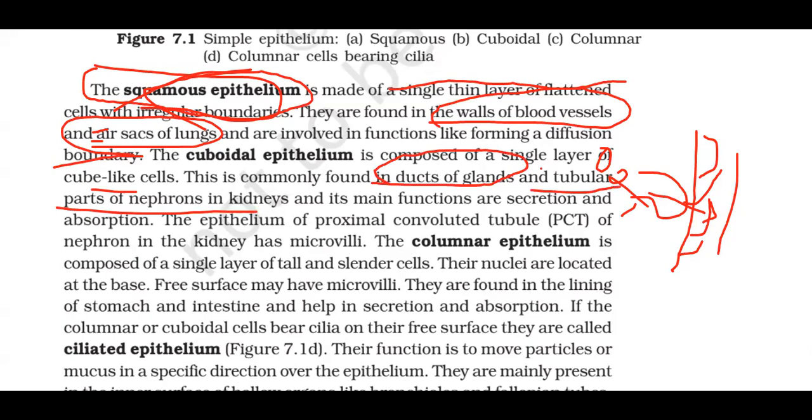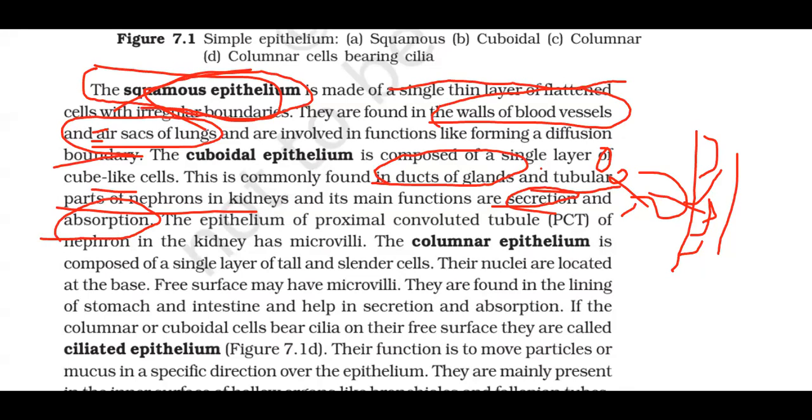Its main functions are secretion and absorption. See, secretion has to happen, absorption has to happen. This is its function. We are going to discuss the kidney, and we will study the structure of the nephron. While discussing the nephron, the nephron has tubular parts, the renal tubules. In that region, especially the tubule parts of the nephron, they secrete some electrolytes and some substances, and they also reabsorb water and other minerals, because reabsorption and secretion are very important for osmoregulation of body fluid.